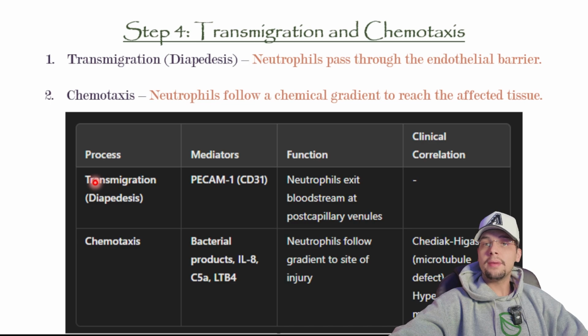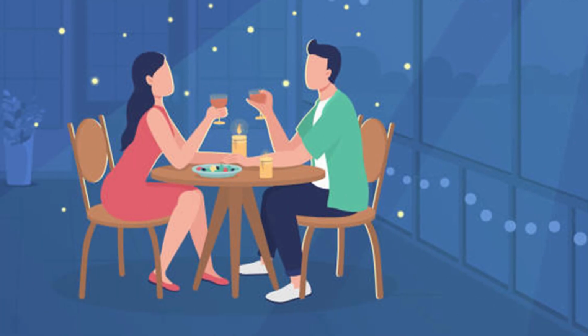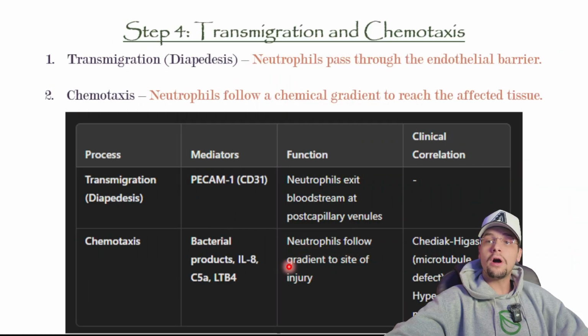So for transmigration, the mediator is PECAM1, and the function is that neutrophils exit the bloodstream at postcapillary venules. Transmigrate means they migrate out of the bloodstream. For chemotaxis, there are bacterial products, IL-8, or IL-date as I like to call it, C5a, and LTB4, where neutrophils follow the gradient to the site of injury. High yields are Chediak-Higashi, where there's a microtubule defect, and hyper-IgE, or STAT3 mutations.